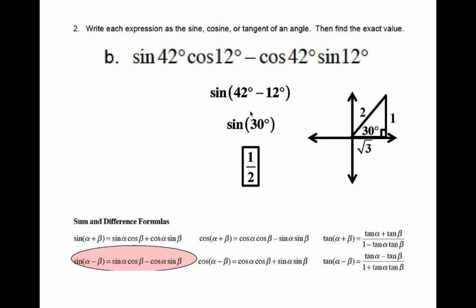Okay, so you should be getting the sine of 42 minus 12, which is 30 degrees. Opposite the 30 is 1, adjacent root 3, hypotenuse 2. The sine ratio is SOH, O over H, so you should be getting 1/2.